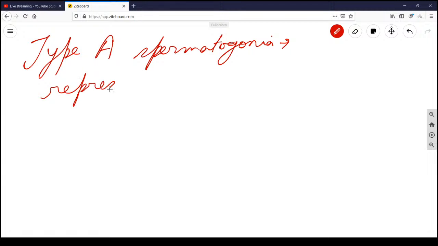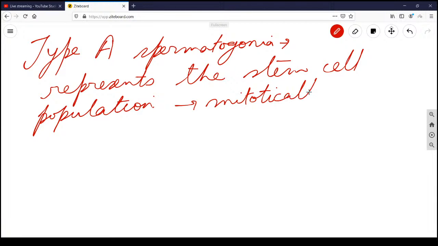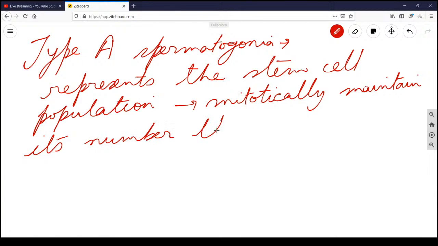It represents the stem cell population, which will mitotically maintain its number throughout the life, through mitotic division maintain its number throughout a male's life.